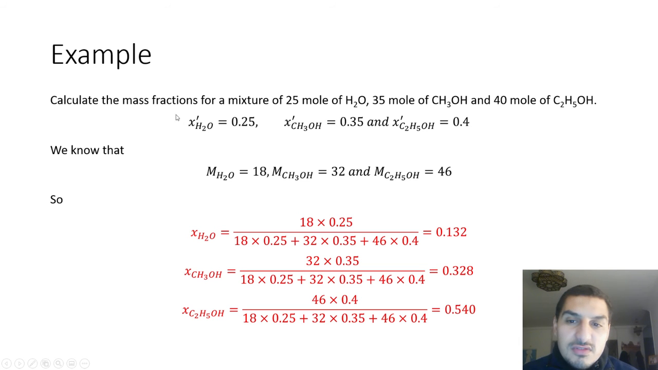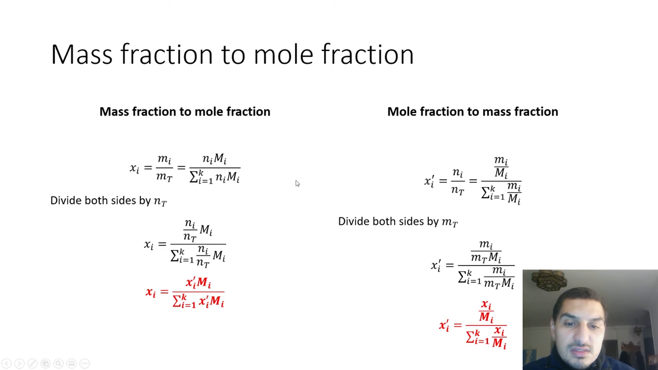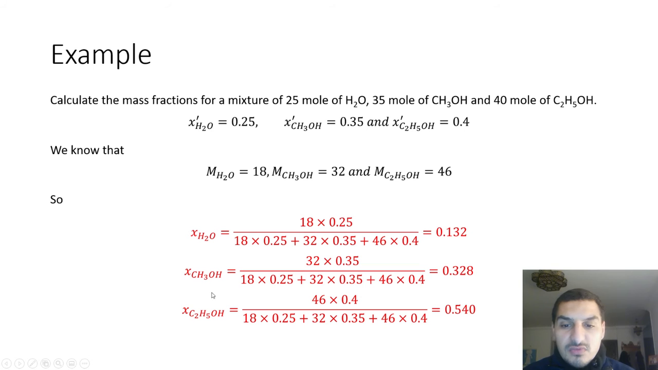And I want to calculate the mass fractions. I know the mole fractions, and I want to get the mass fractions. I know the molecular weights, they are 18, 32, 46. And it's gonna be like direct substitution in this relation. I know the molecular weights and the mole fractions, and I will use this relation to calculate the mass fraction. So for water, it's gonna be 18 multiplied by 0.25 divided by 18 multiplied by 0.25, plus 32 multiplied by 0.35 plus 46 multiplied by 0.4, and this is what I'm gonna get: 0.132 for water, 0.3228 for methanol, 0.54 for ethanol, and it's kind of simple and straightforward.